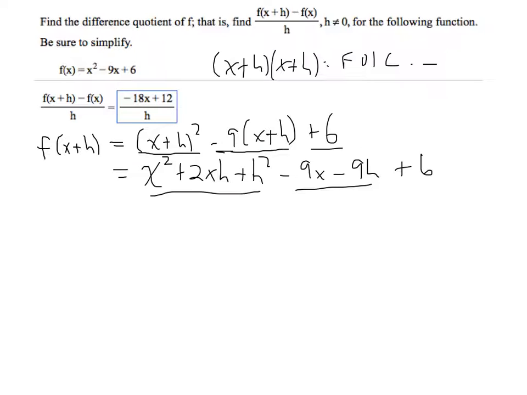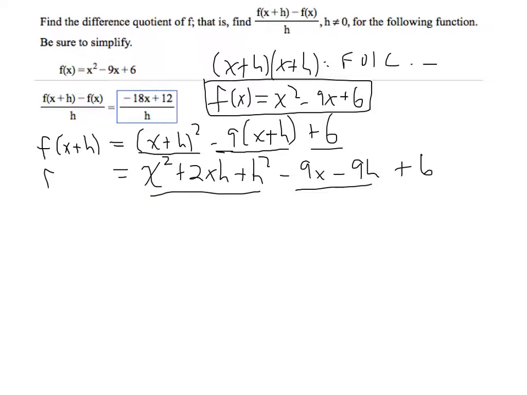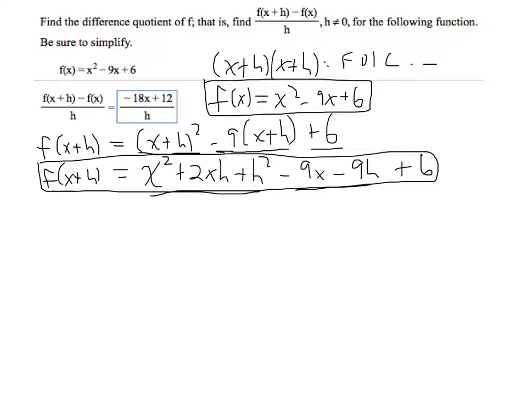So f of x, remember, I'll just write up here so I leave myself some room. f of x is just x squared minus 9x plus 6. So that's f of x, and this is f of x plus h. So in this expression that I'm really trying to simplify, I now have these 2 things simplified individually. So now I'm ready to tackle the whole thing. So I have f of x plus h minus f of x.